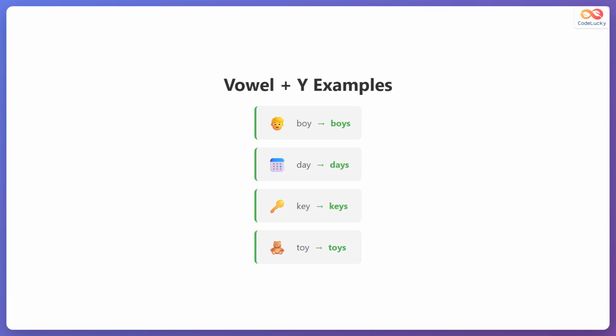Now let's practice with vowel plus Y words. Boy becomes boys, day becomes days, key becomes keys, and toy becomes toys. In each of these words, you can see that the letter before Y is a vowel, so we simply add S to make them plural. This rule is simpler than the first one.